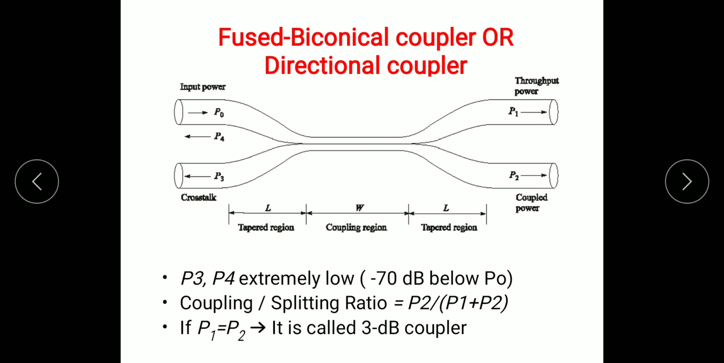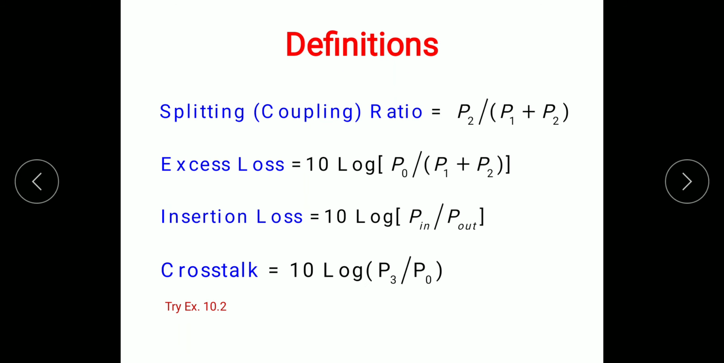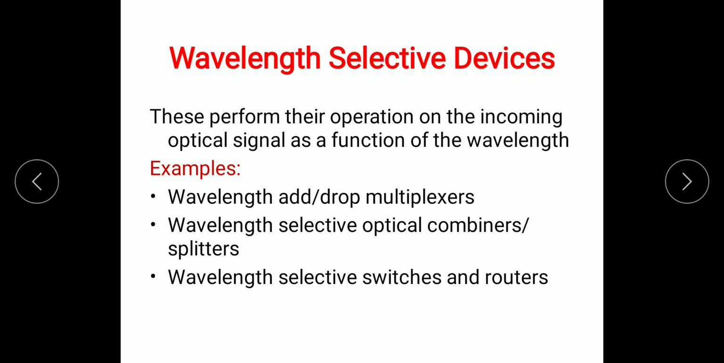It is a fused coupler, fabricated by twisting together, melting and pulling together two single mode fibers. These are the ratios of different losses: splitting loss or excess loss, insertion loss and crosstalk. Those are not asked in the paper. Just for your information, I have included it.